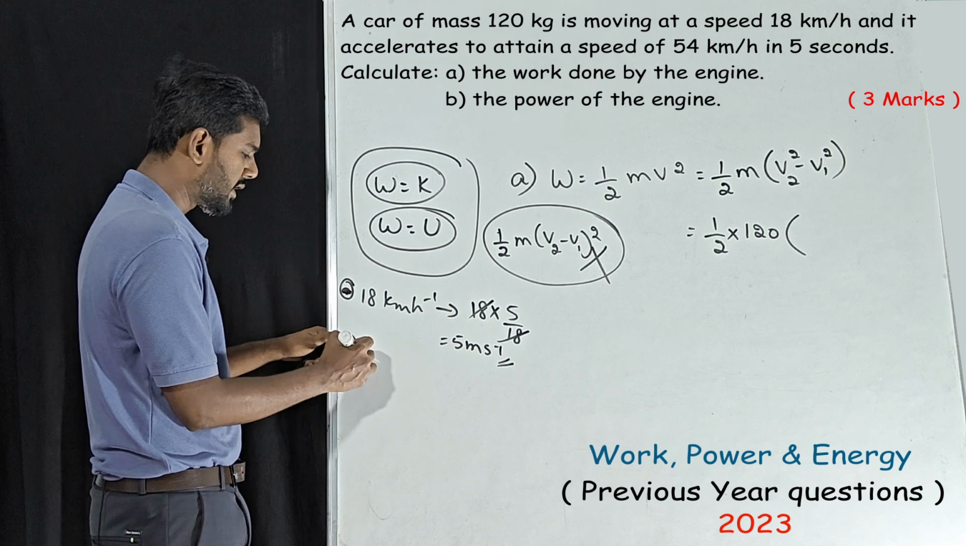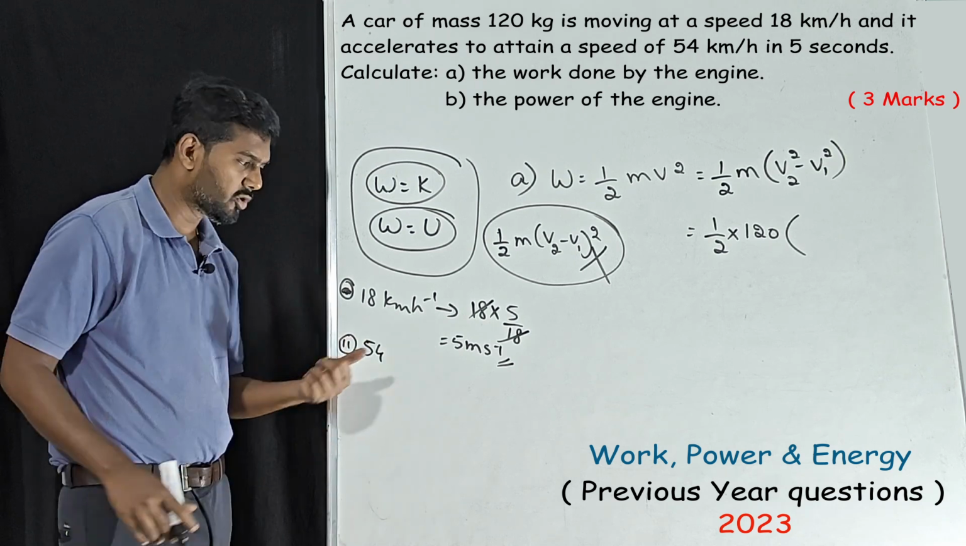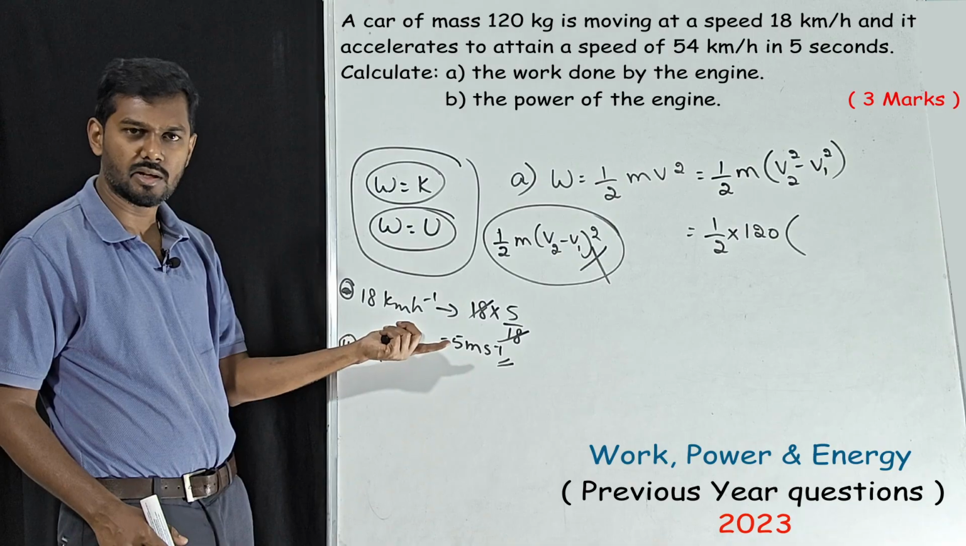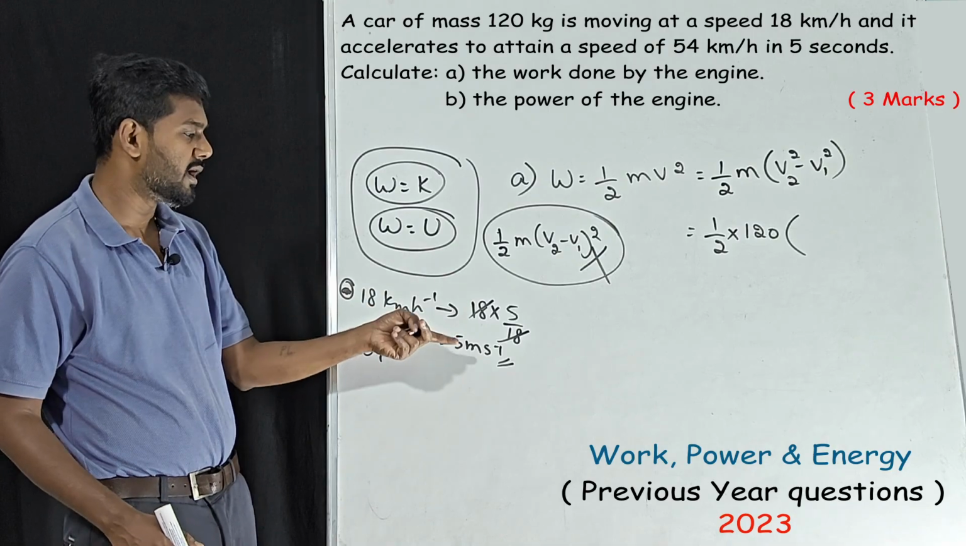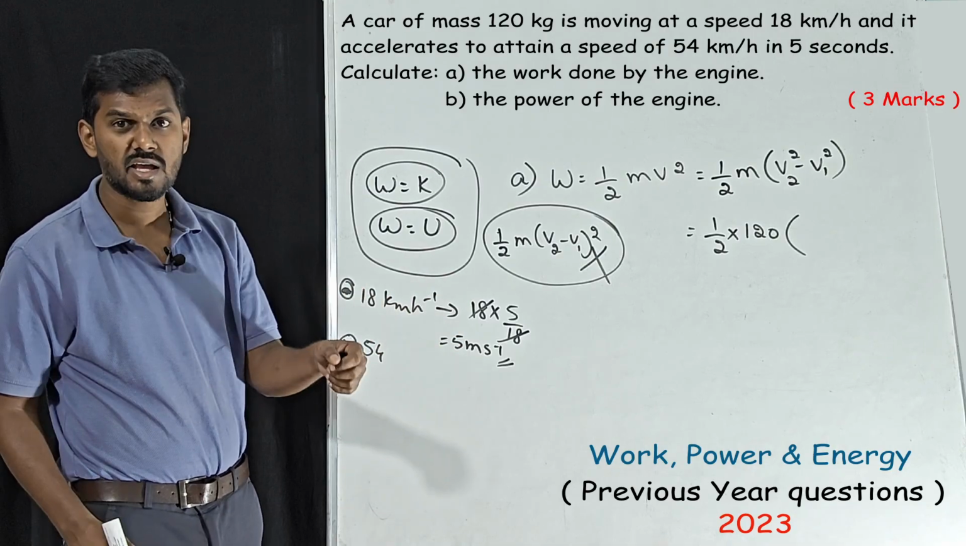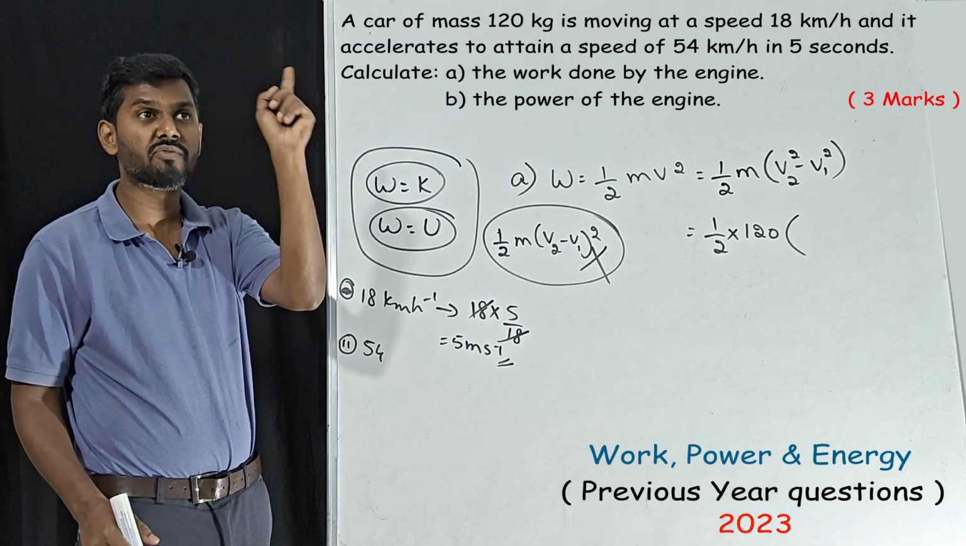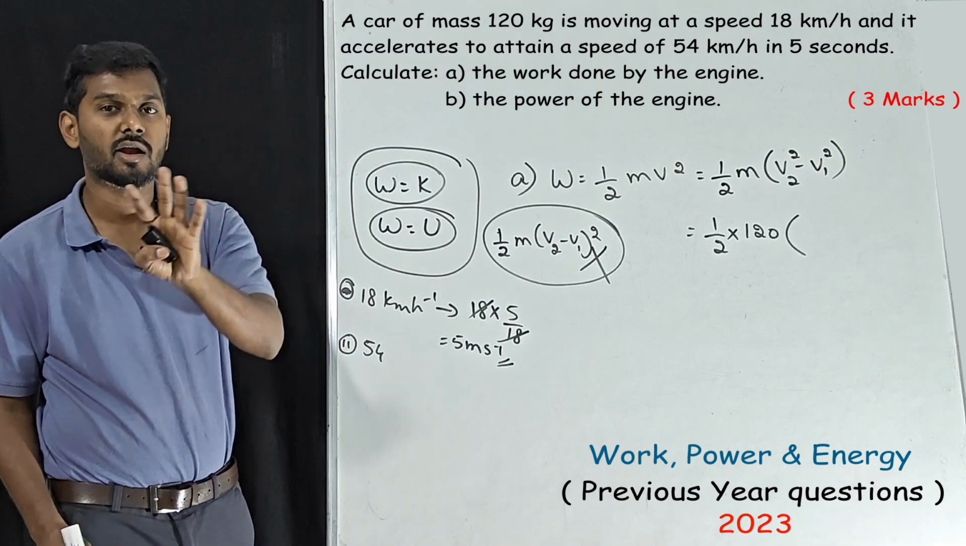Then we have to calculate for 54. See, you don't have to calculate again like this. You can go like that only, but see here, 18 threes are 54. So here it is 18 kilometer, the second one is 54 kilometer. So 3 times you have to multiply.